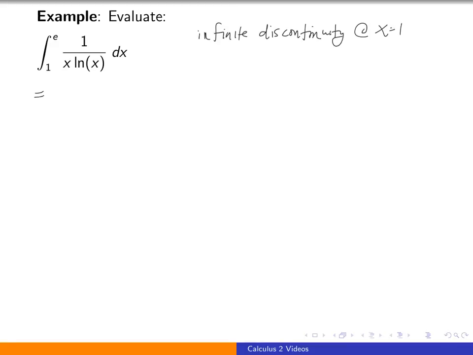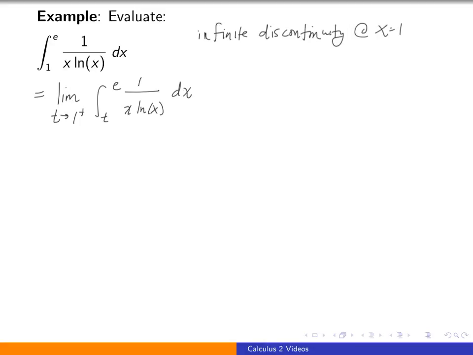So we rewrite it as a limit. So this will be the limit as t approaches 1 from the right-hand side, the integral from t to e, 1 over x ln of x dx. So we now evaluate the integral and then take its limits.